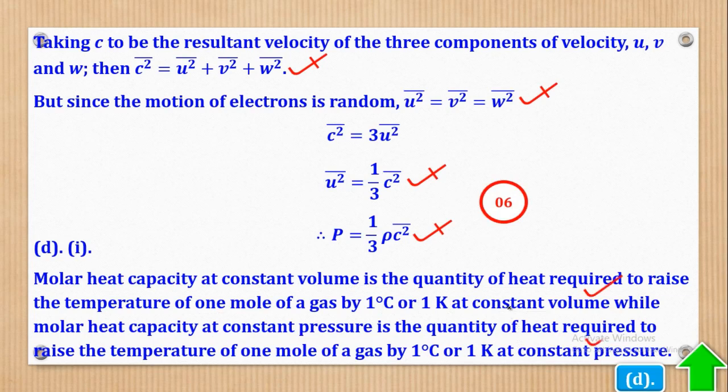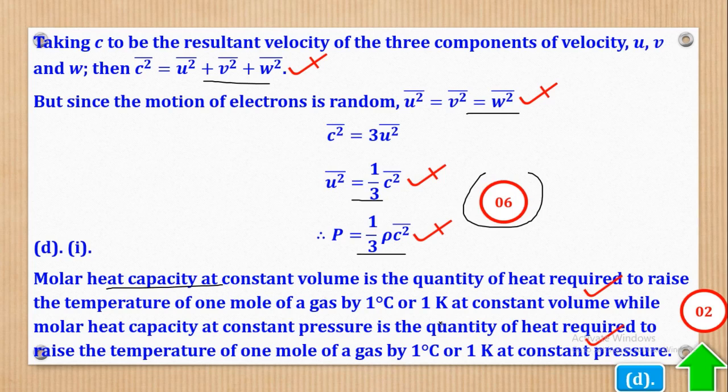Let's see marks for this slide. So half a mark for this Pythagoras theory, half a mark for this, half a mark for this, and half a mark for that, which gives you the 6 marks. Then here 1 mark for molar heat capacity at constant volume and another mark for molar heat capacity at constant pressure.